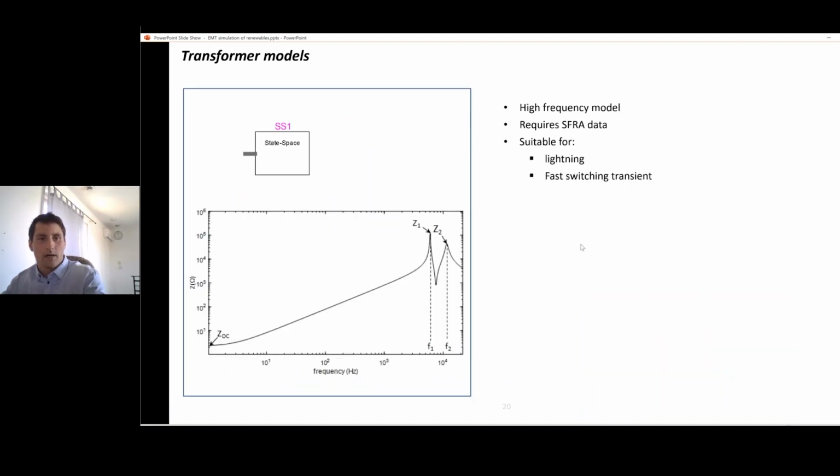Okay, and so the high frequency transformer, I discussed that a little bit already. I don't think there is really much to say here.